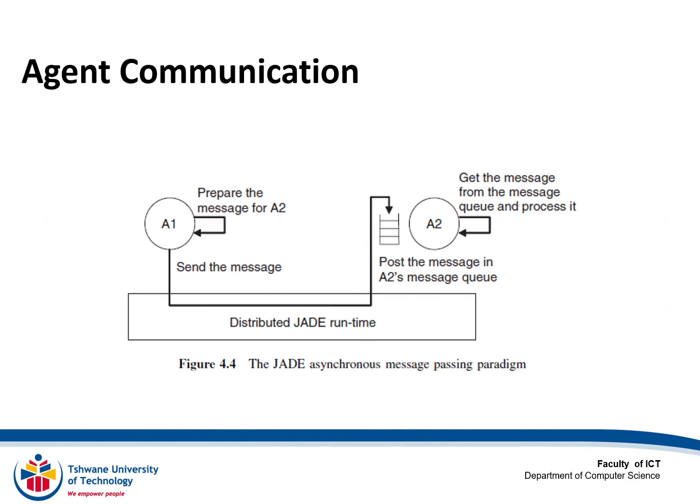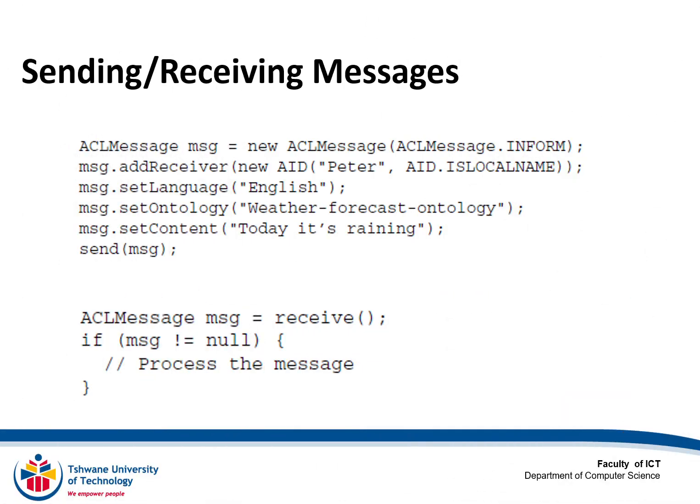So when agent 1 wants to communicate with agent 2, agent 1 will, for starters, prepare a message meant for agent 2, and then send that message through the distributed Jade runtime. When it gets to agent 2, that message will first be queued. So it will be posted onto a message queue, and then with time, A2 will be able to get the message from the message queue and process it. So that is, at a high level, how agent communication will happen between different agents.